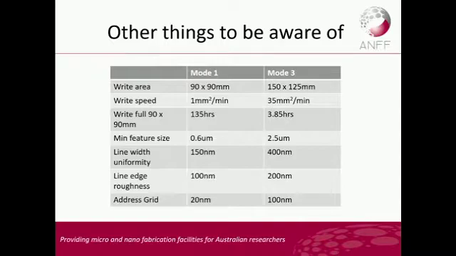Okay, so another major difference between the two is the write speed. If you do want to write a 1 micron feature across a 4-inch wafer or a 90 millimeter square, it could take up to 135 hours. I mean, it wouldn't take that long, but it maybe take 30 or 40 hours, depending on what the design is. Whereas compared to mode 3, it can take about 3 hours to write a design. So that's another reason why people want to use the mode 3 option of the system.